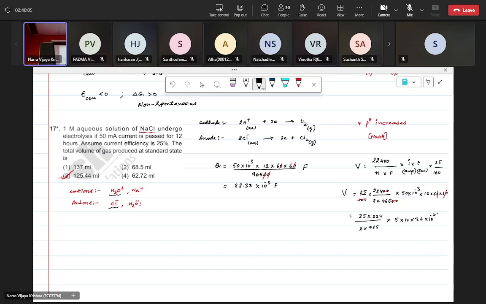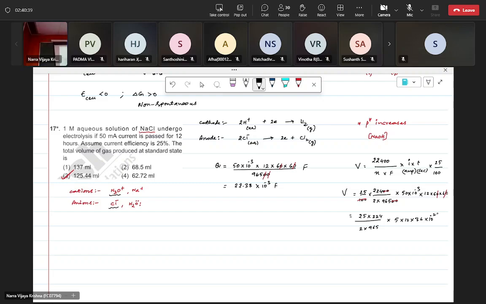50, I wrote it as 5. So I am doing the same: 25 into 224 into 5 into 12 into 36 into 10 power minus 2, which means I am writing divided by 100, divided by 2 divided by 965. I am getting 62.67.